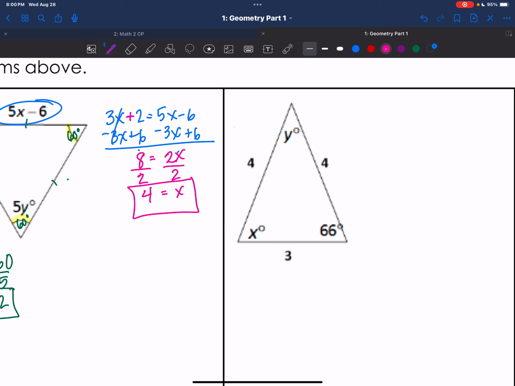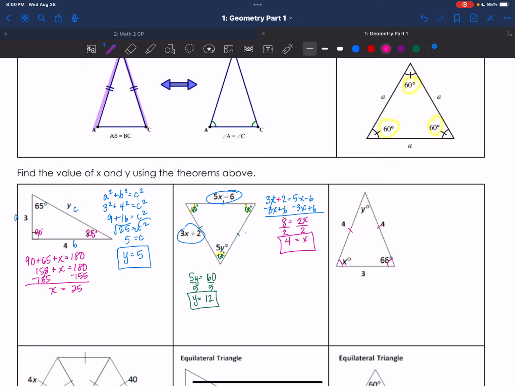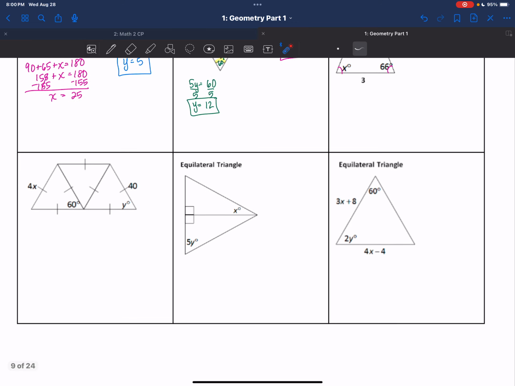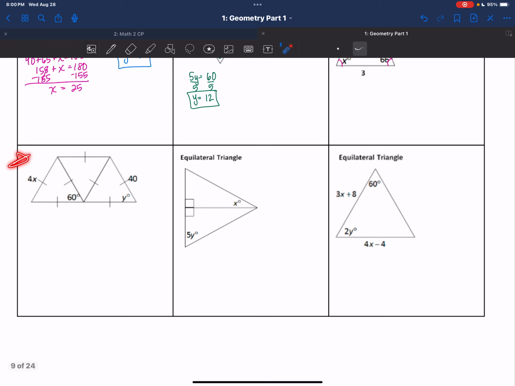All right, so here's your hint. You're going to do this one, but if this side is 4 and this side is 4, then that means this angle has to be congruent to that one. Okay, so that's your hint. You're going to try this problem. This one down here looks crazy, but it's actually not that bad because if you notice, all the sides are equal to each other. So if all the sides are equal, aren't all the angles also equal to each other?